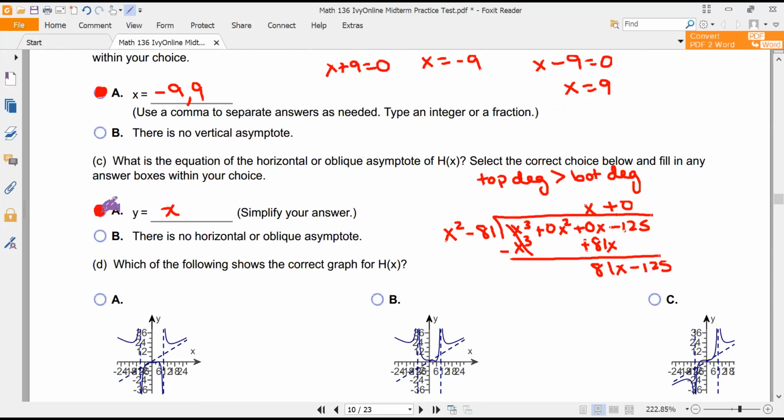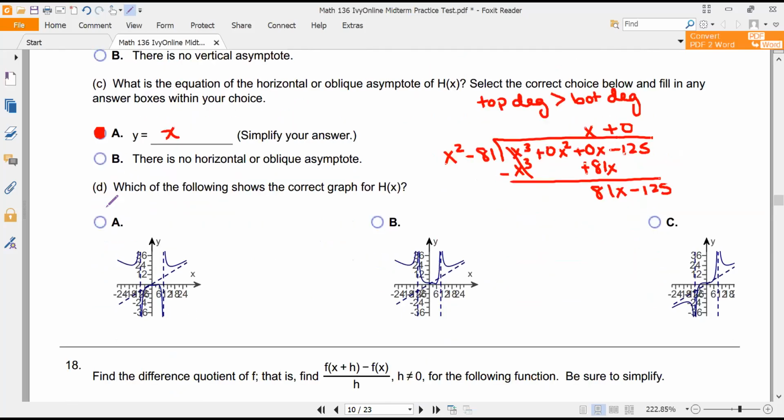And then we need to find the graph that matches this. So if you notice, this one has a vertical asymptote at negative 9 and positive 9, and they all look like they have their vertical asymptotes in the correct location. They have y equals x. That is a line that goes through the origin and has a slope up 1 over 1. Looks like all three have that. So you can't really throw anything out based on those asymptotes because they're all located in the correct location.